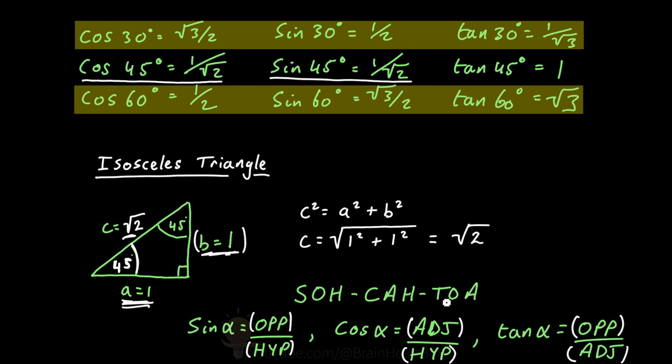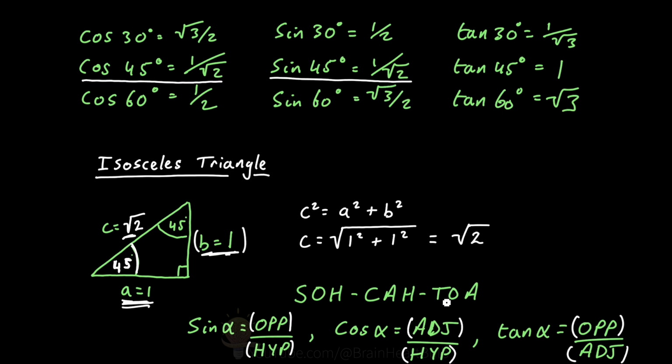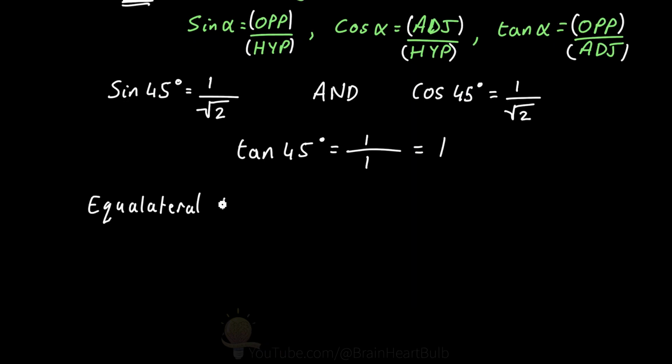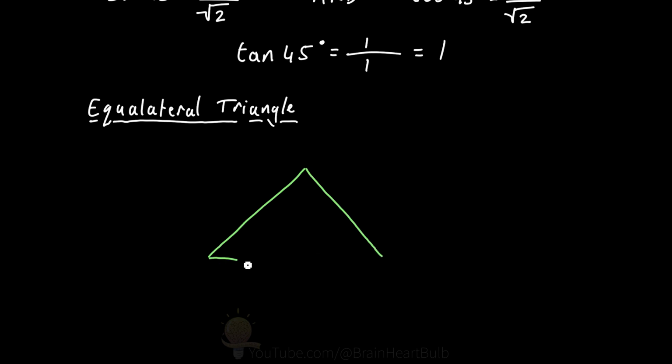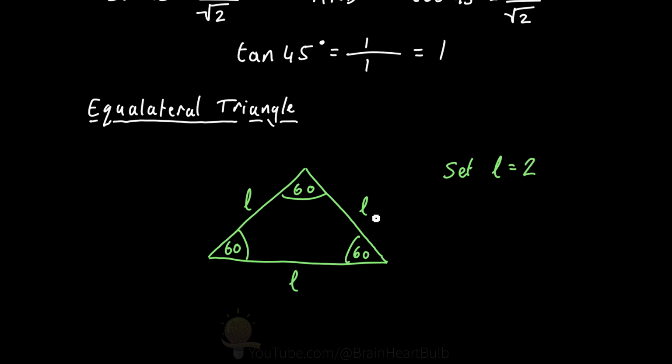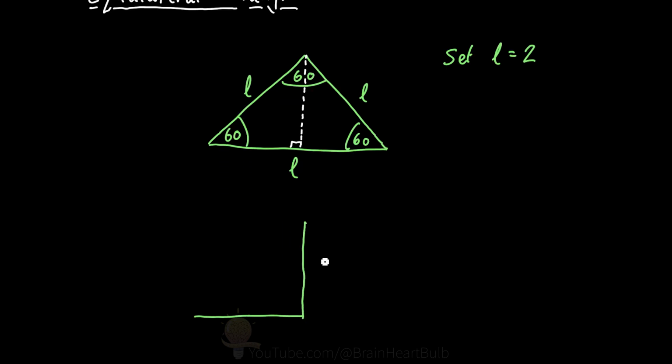So what about finding the values for the sines, cosines and tans of 30 degrees and 60 degrees? For these angles, we need to draw an equilateral triangle. Equilateral triangles have sides of equal length and also angles of equal size. So let's set our side length to be 2 and cut our equilateral triangle down the middle. By doing this, we can create a right-angled triangle with angles of 60 degrees at the bottom here and 30 degrees at the top. And because we cut our triangle in half, the bottom edge now equals 1.